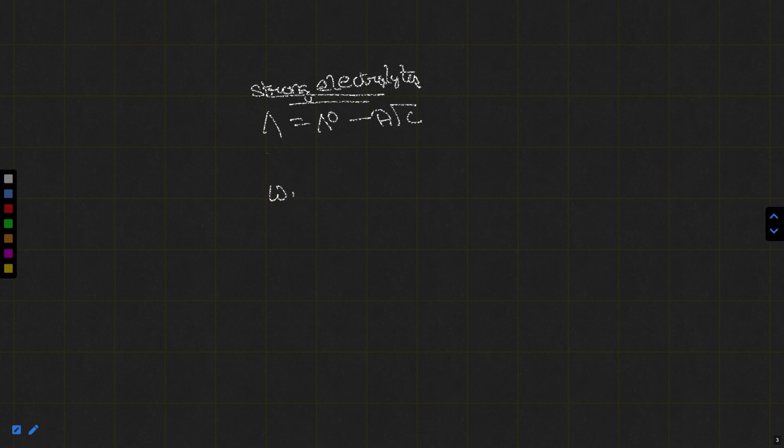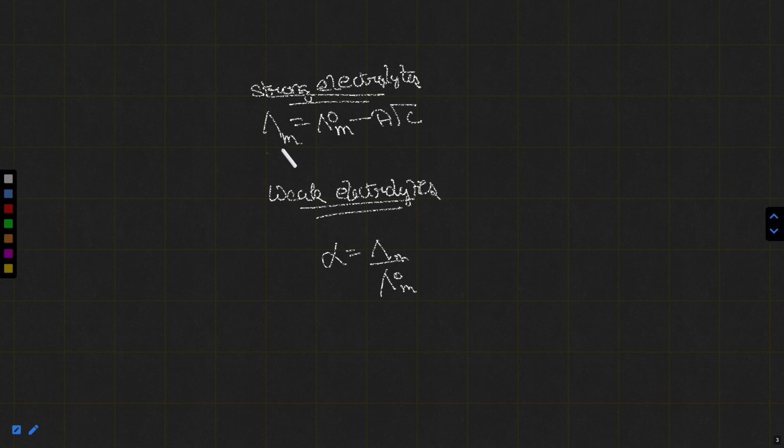For weak electrolytes, we have this Ostwald dilution law. So it was basically alpha is equal to lambda by lambda naught. Now this is more appropriate if we write here lambda m, or it can be lambda equivalent also, so both will be equal.